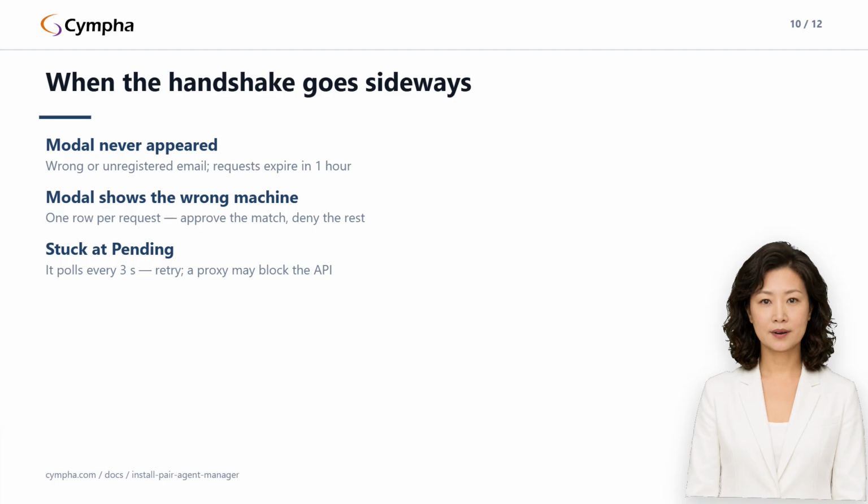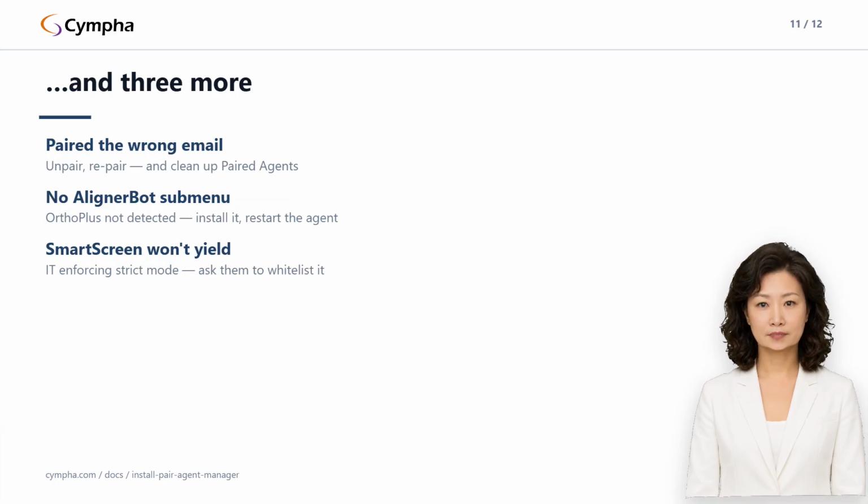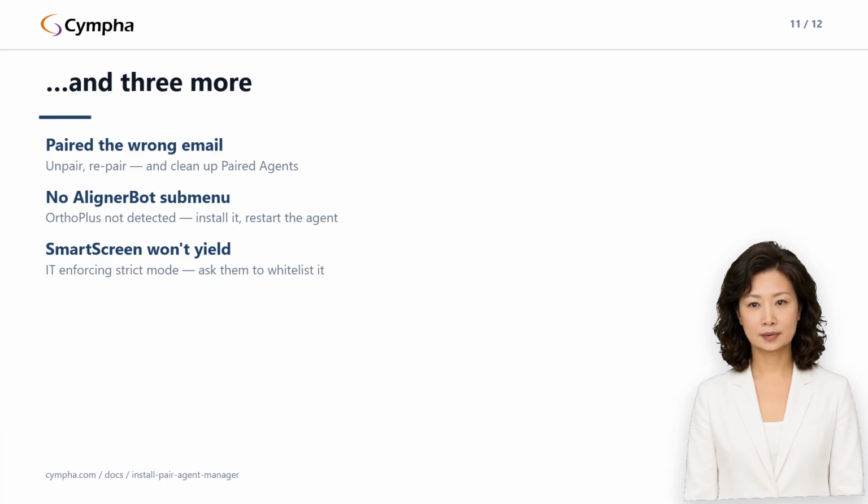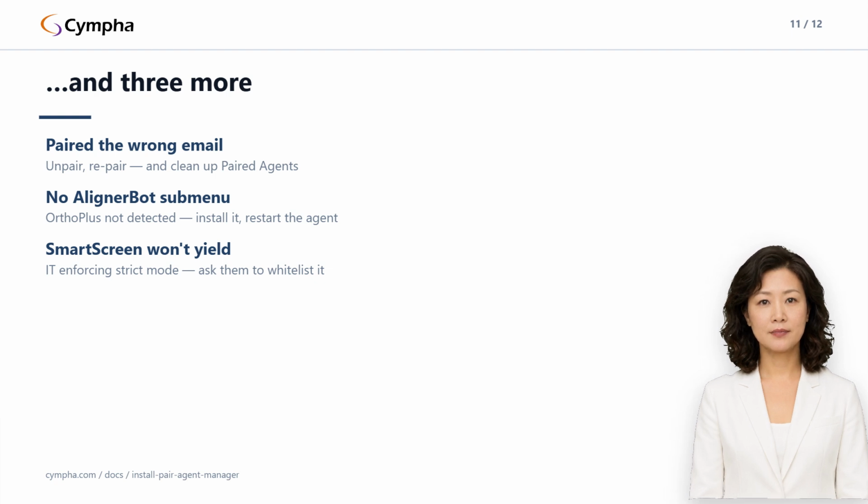The other 3 sit outside the handshake itself. If you paired with the wrong email, easy to do when you have a personal and a work address, right-click the tray icon, choose Unpair from Cympha, then pair to Cympha again with the right one. But remember the 2 halves we talked about. Unpairing on the desktop only forgets the credentials stored on that machine. To clean up the account side as well, also remove that machine from the paired agent section of the Cympha profile it was wrongly attached to.